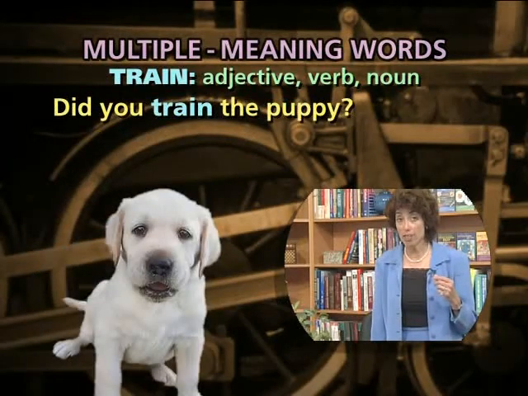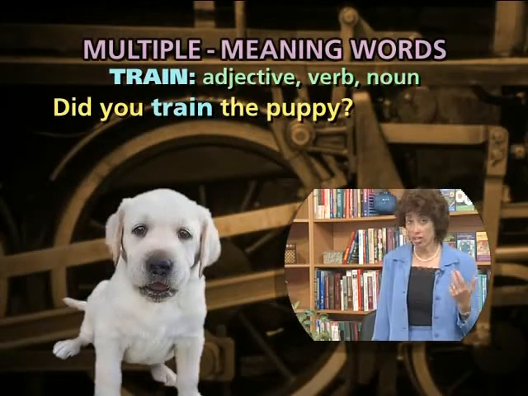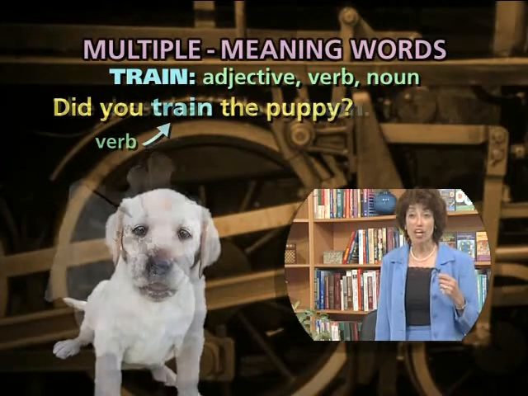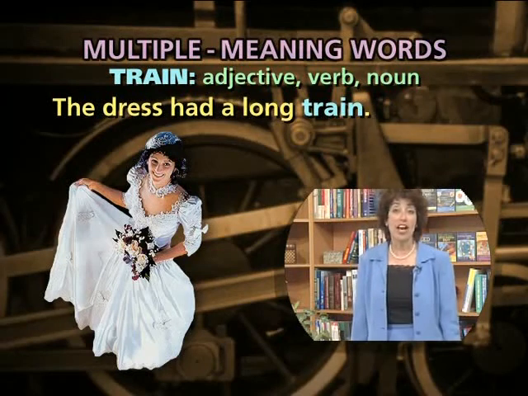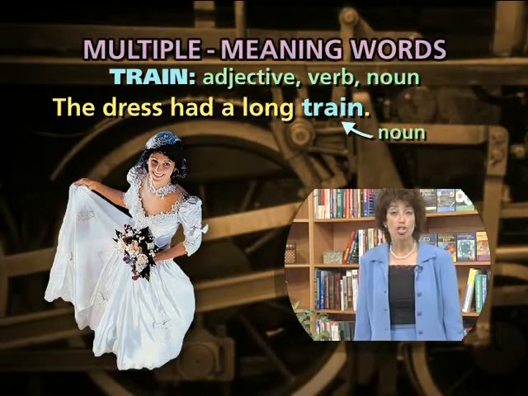Did you train the puppy? Well, now you're doing an action, so that's a verb. The dress had a long train, that's the fabric underneath, that is used as a noun. So, pay close attention to how the word is being used in the sentence to know exactly what it is.